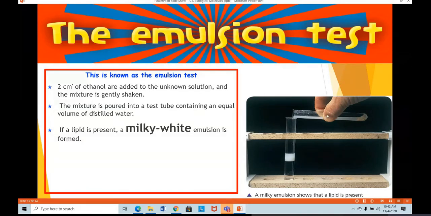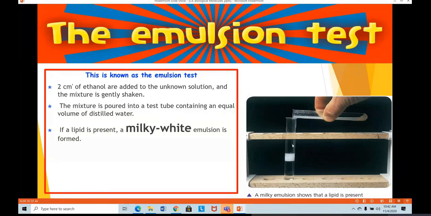So this is the test tube which he is pouring into. It contains ethanol, and along with that you can use anything which you're testing for, maybe oil or butter or anything. You shake it well, and this mixture you pour into another test tube which contains an equal volume of distilled water, as much as the volume of ethanol you're taking.